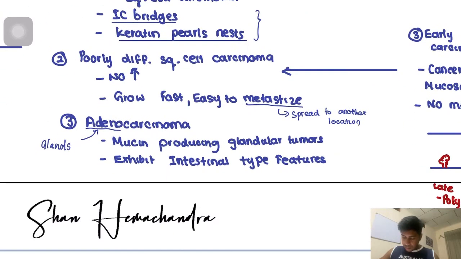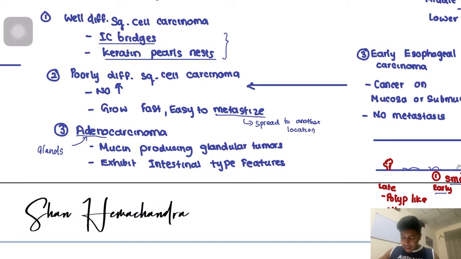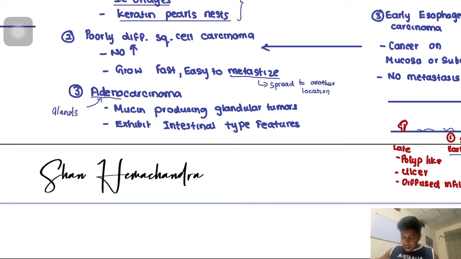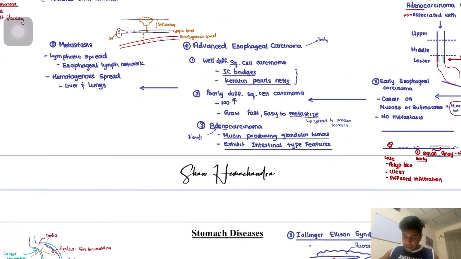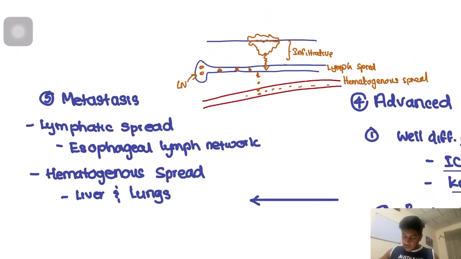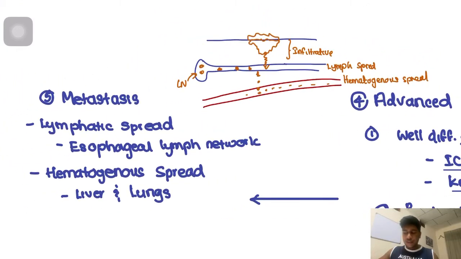Next, the other type of carcinoma is the adenocarcinoma. We get mucin producing glandular tumors that exhibit intestinal type features. We'll learn about that. And finally, the spreading. First, it's usually infiltrative type spreading, going into lymphatic spread, and finally into hematogenous spread.